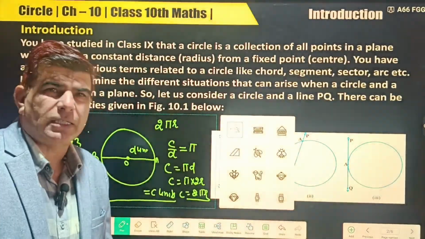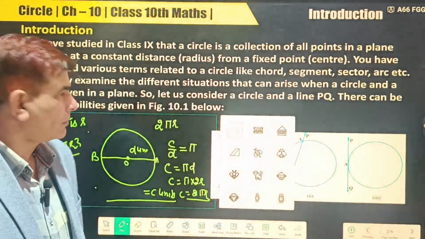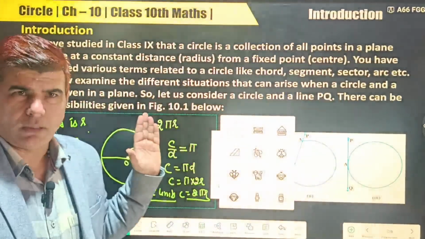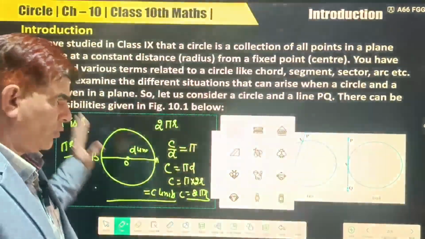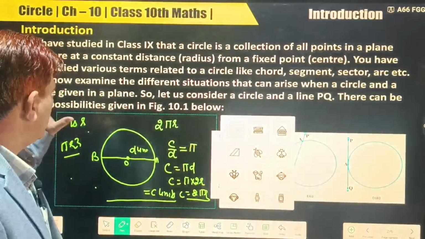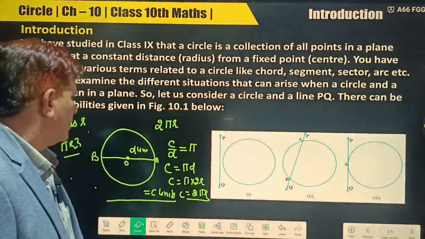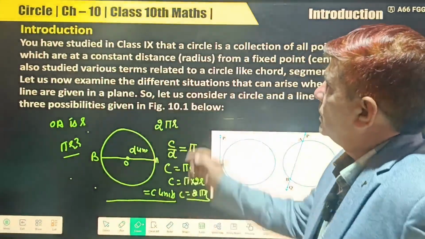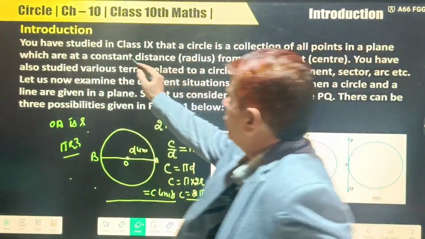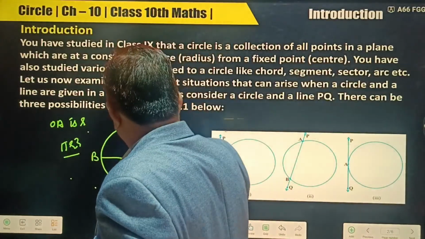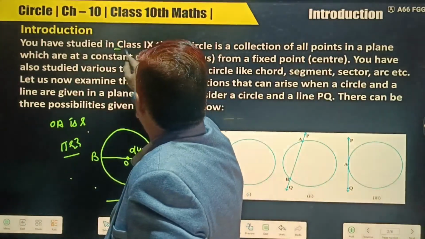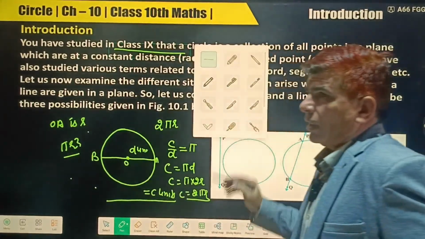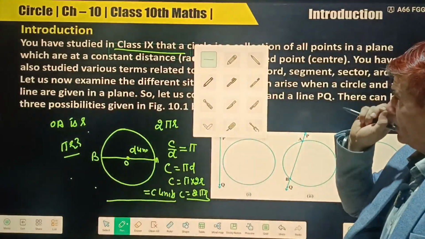Why is it pi r square? It's also a region. I think you know about that. So today we will start this chapter one by one and solve it. Look once at your book. You have studied this in class 9th.